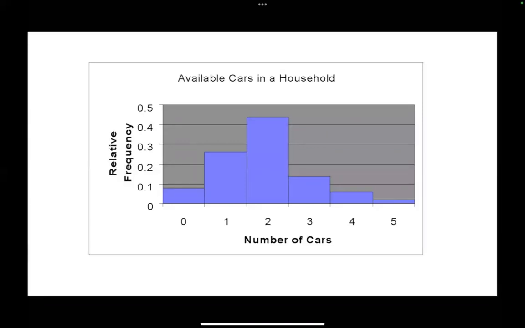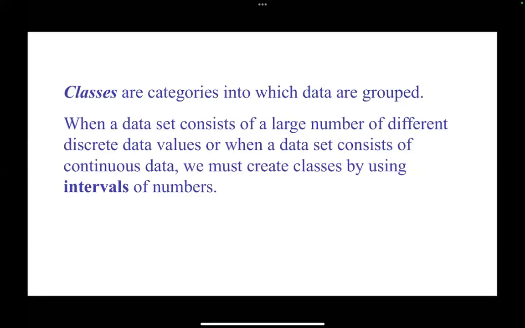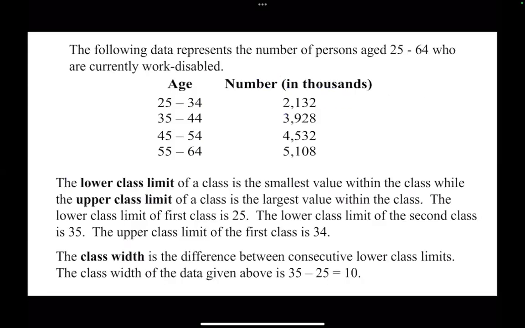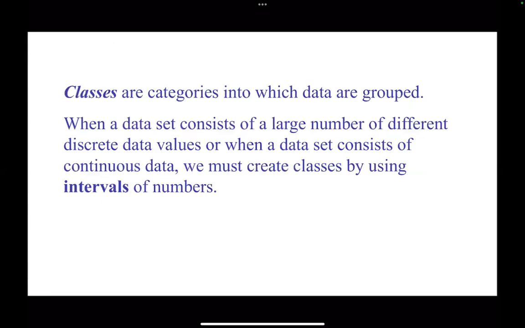So we're going to talk about our continuous data, but I need to give you some vocabulary. Classes are the categories into which the data is grouped. Along with classes, sometimes we call them bins. They're used interchangeably. We use both of them. So if I say bins, I mean classes. Excel uses the word bins.